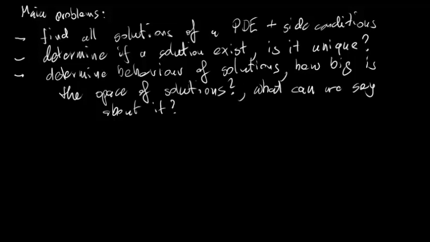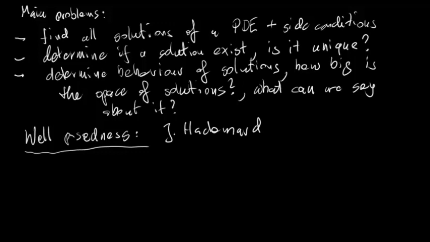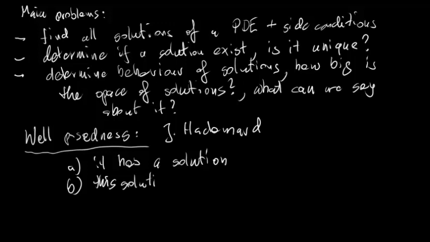A French mathematician, Jacques Hadamard, coined the term well-posedness for problems associated with PDEs. According to Hadamard, a problem described in terms of a PDE is well posed if A, it has a solution, B, this solution is unique, and C, a small change in the PDE or in the side conditions produces only small changes in the solution.